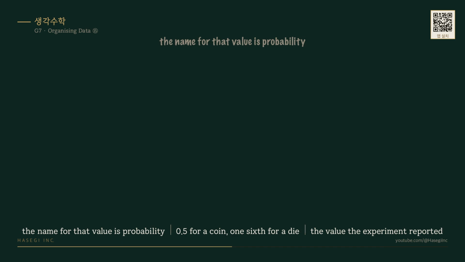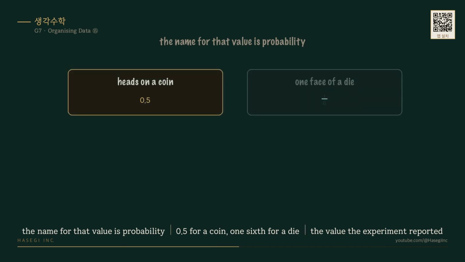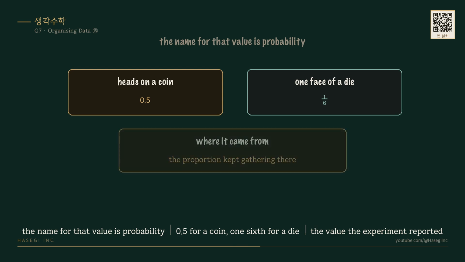0.5 for a coin, 1/6 for a given face of a die. Not a value we decided in advance by calculation, but one that came from watching where the proportion gathered. That is why it is also called experimental probability. It is the value the experiment reported.